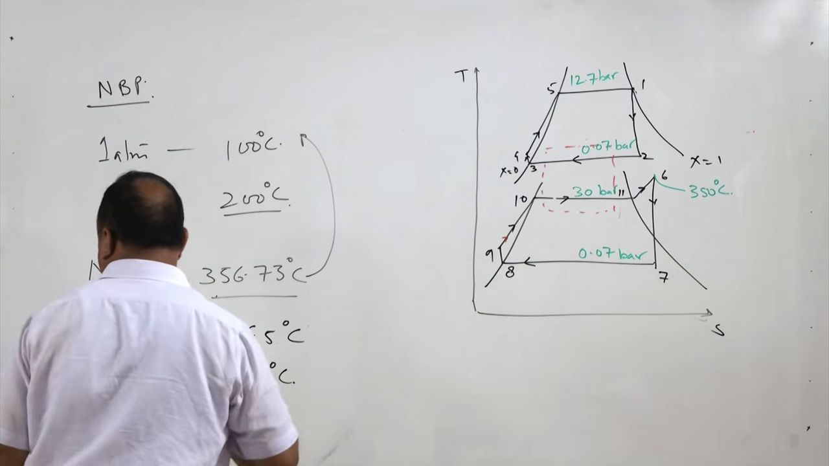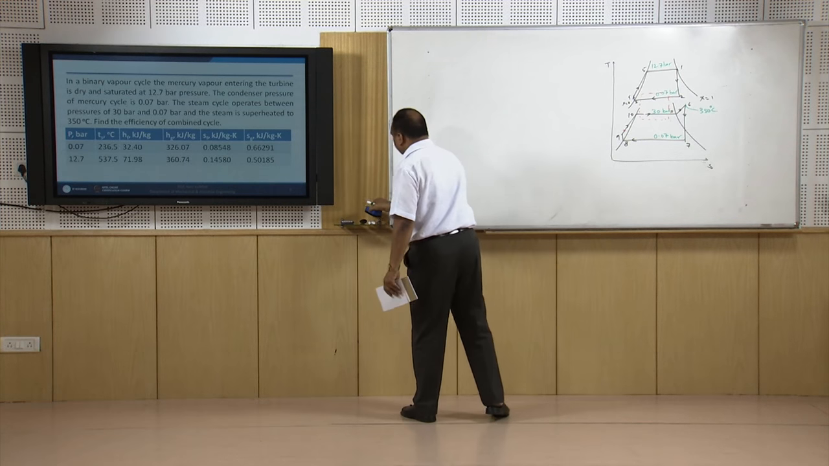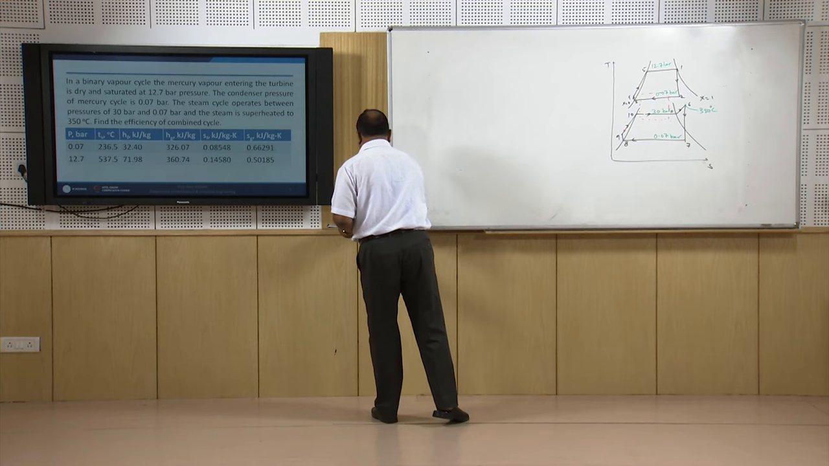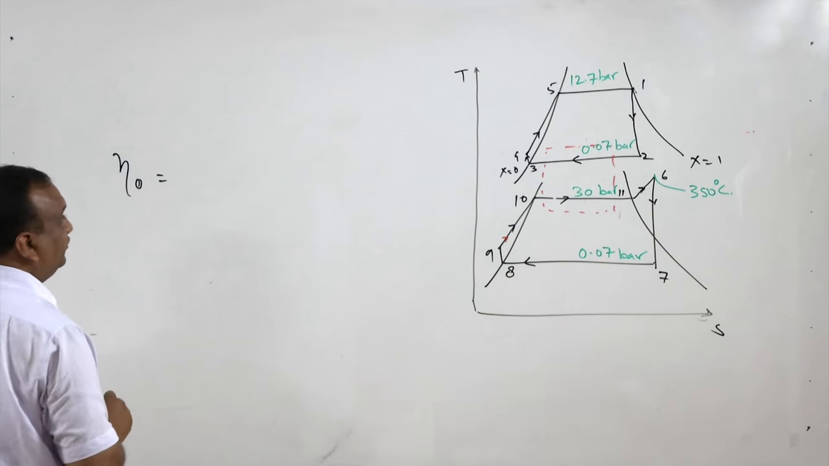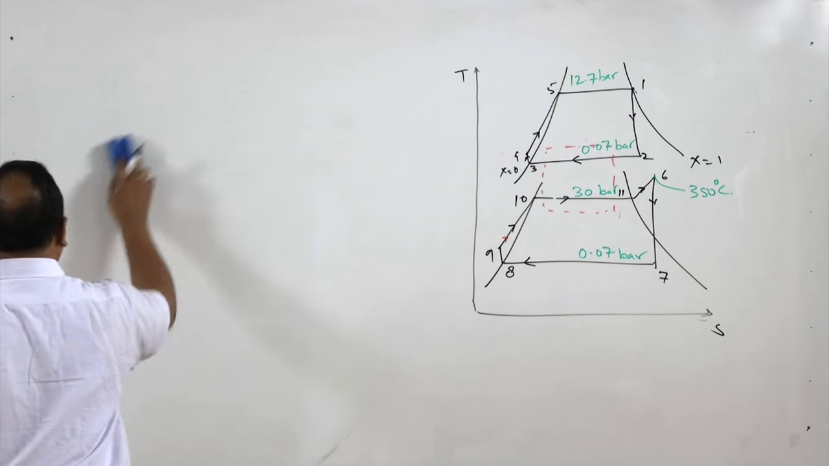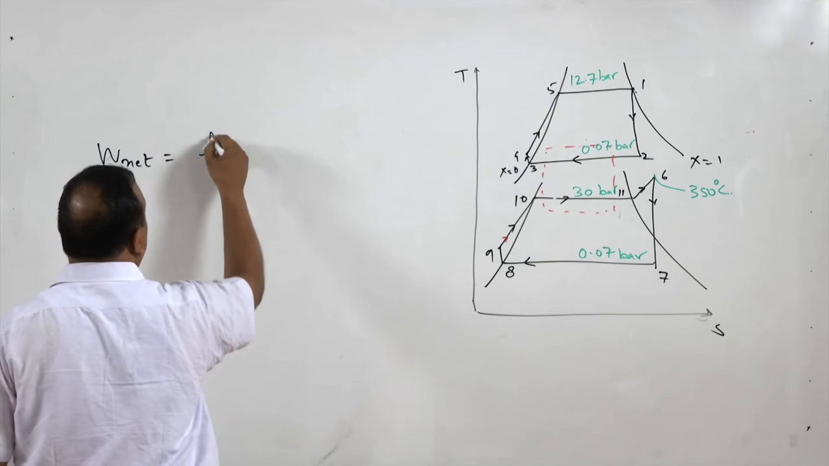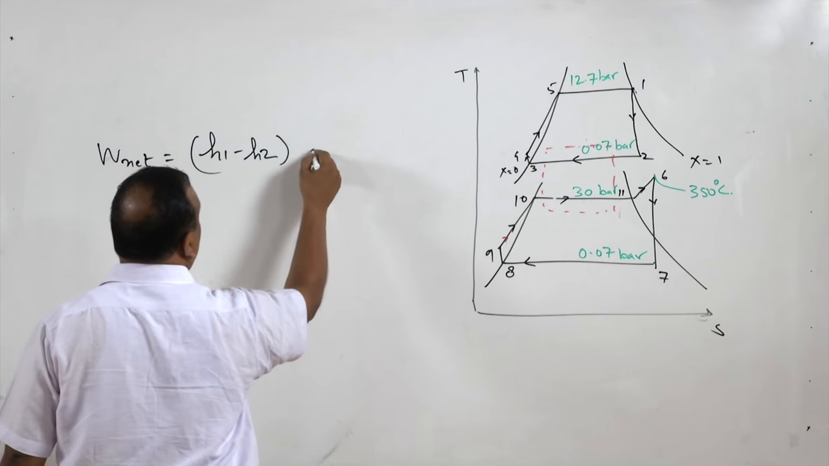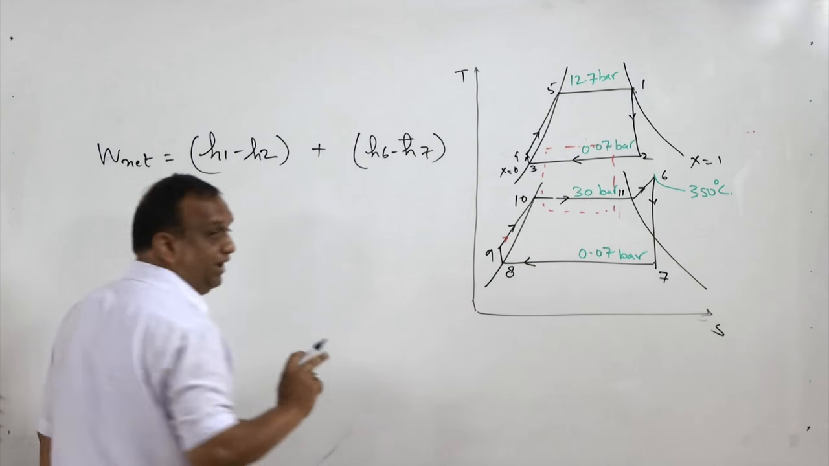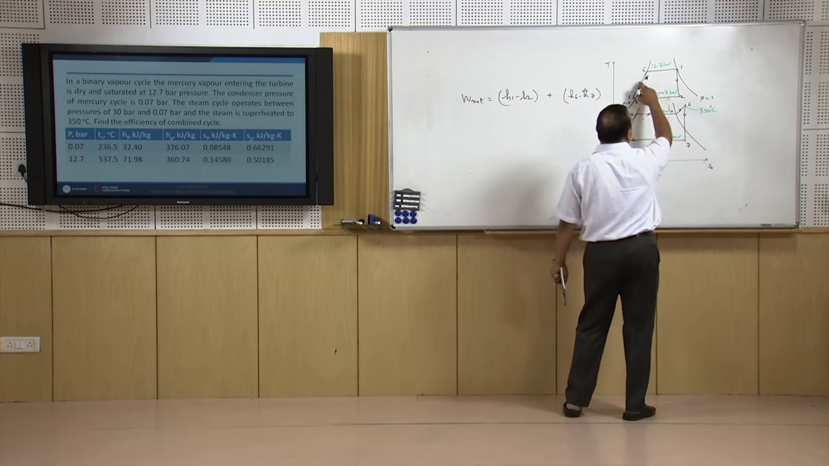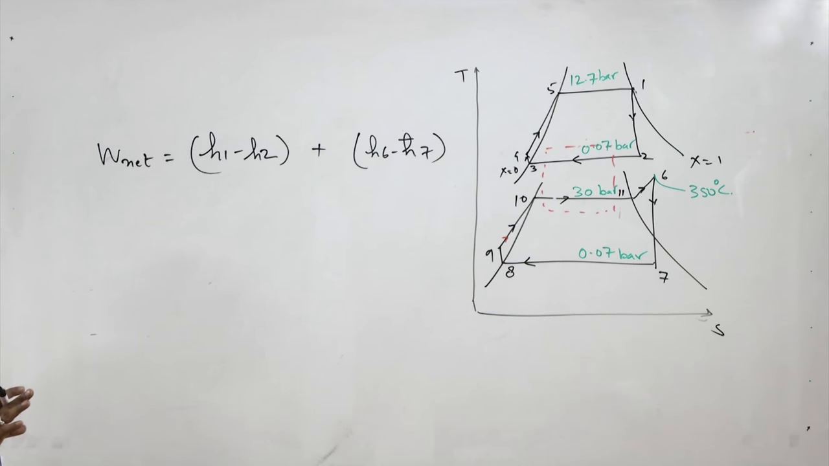And the net output of the system is going to be how much? H1 minus H2 plus H6 minus H7, per kg of respective fluid. It is possible that the mass flow rate here is different from the mass flow rate in this cycle. I am just taking per kg of circulating fluid.